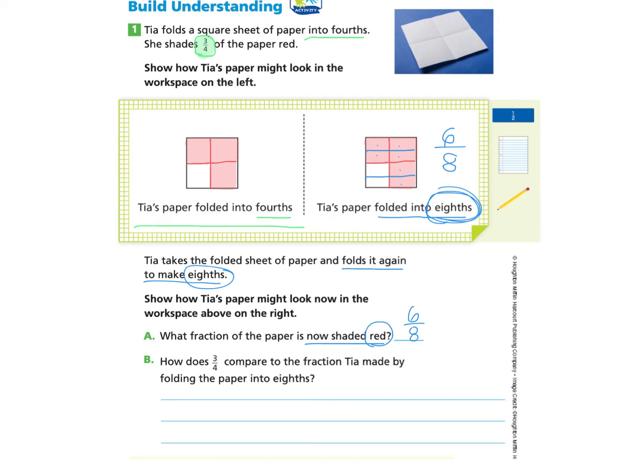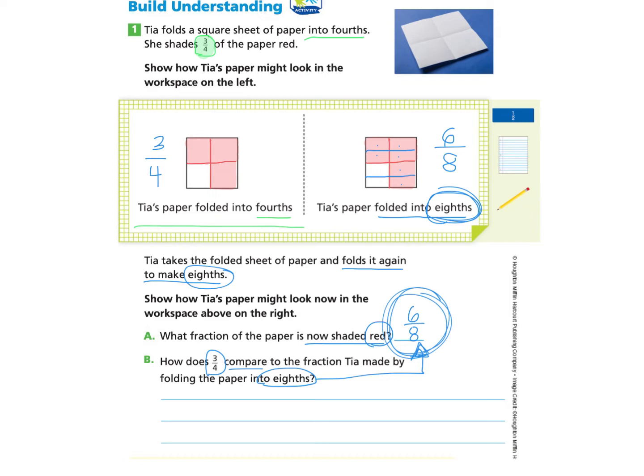Let's take a look at part B. How does 3/4 compare to the fraction Tia made by folding the paper into 8s? And that gave us the fraction of 6/8, right? So we're really comparing 3/4 to 6/8. So we have 3/4 here and 6/8 we made. You're welcome to pause the video and solve this on your own and come back, or you can follow along with me.